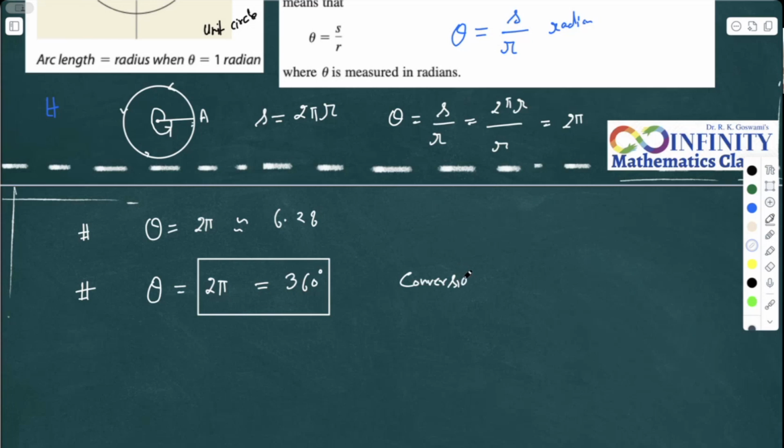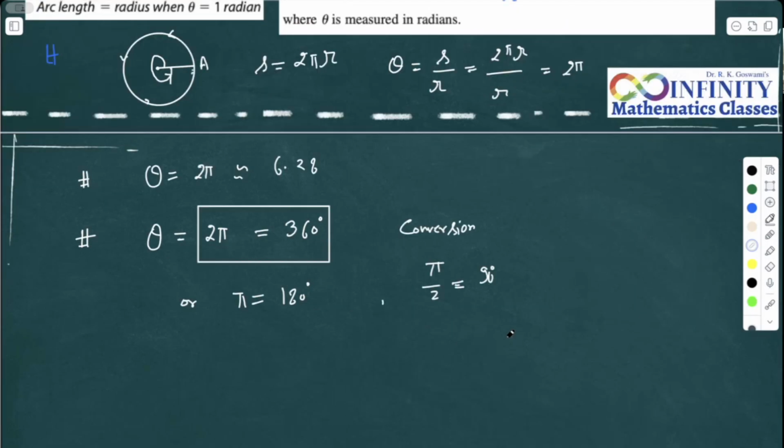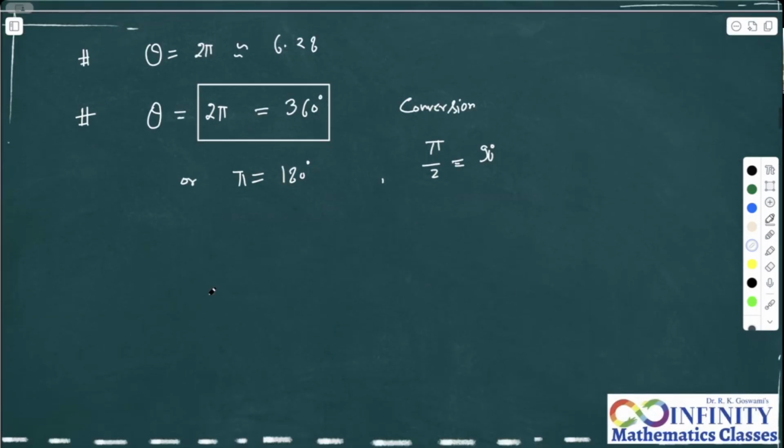Whenever I need to convert a radian into degree and degree into radian, this is how I will do it. Or you can say that pi is going to be 180 degree. So pi by 2 is equivalent to 90 degrees. This is how I will be able to convert degree to radian, radian to degree. We will be having questions based on the same maybe soon.